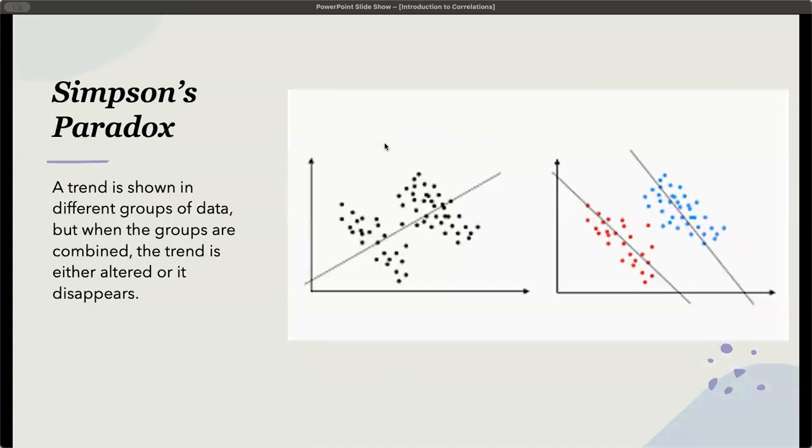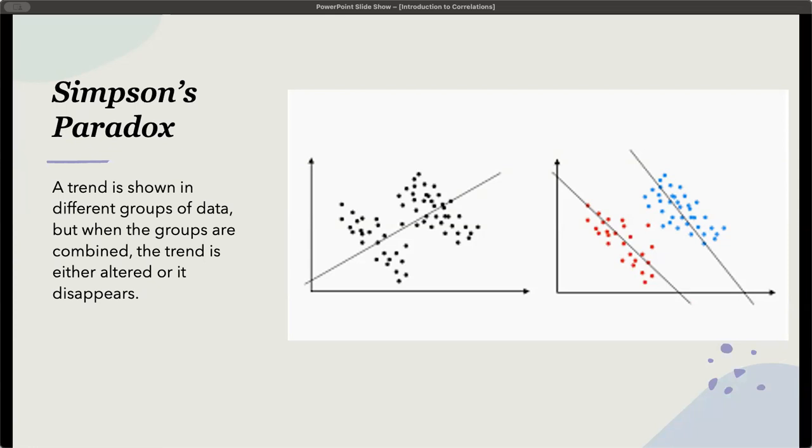Now, one thing we have to be careful of when doing correlations is Simpson's paradox. Simpson's paradox is a trend shown in different groups of data, but when the groups are combined, the trend is either altered or it disappears.